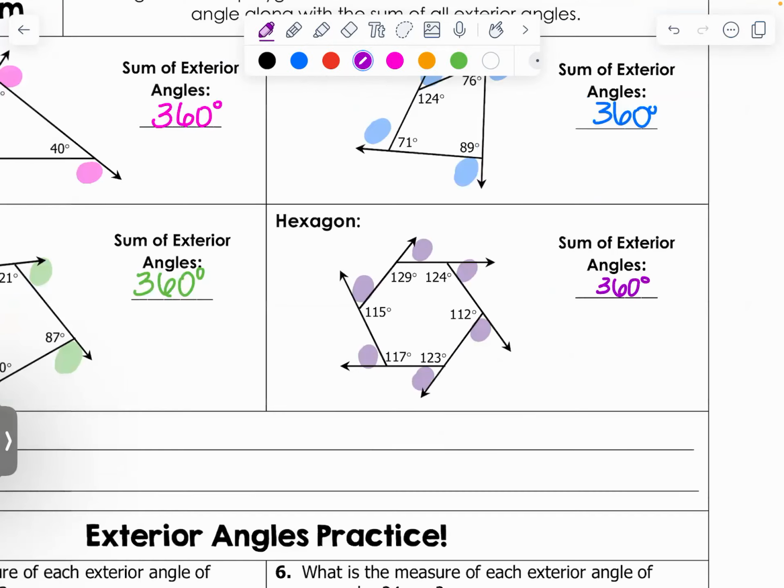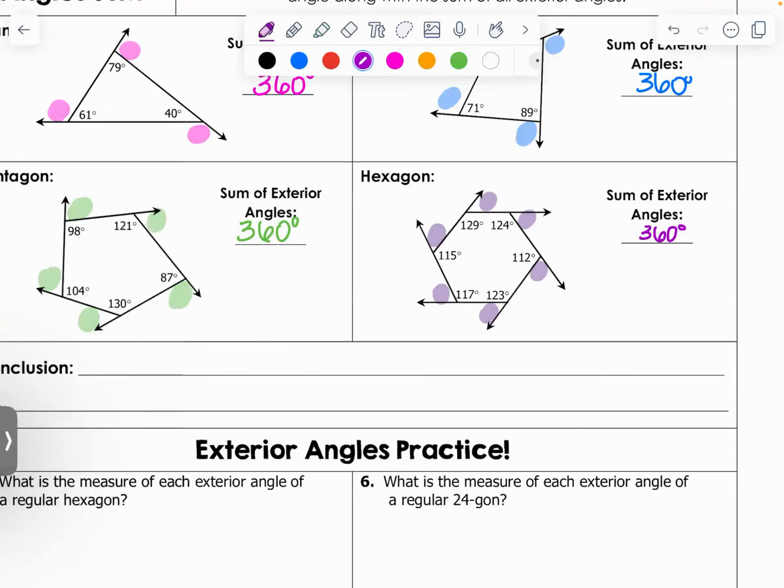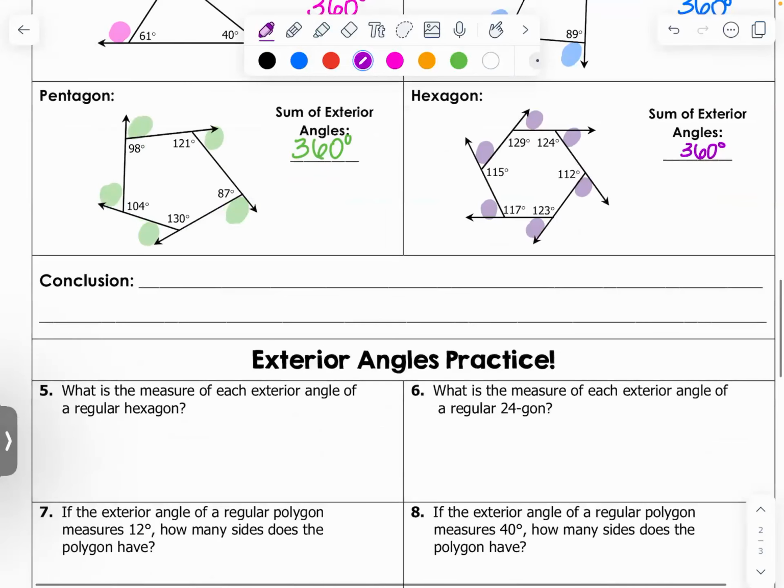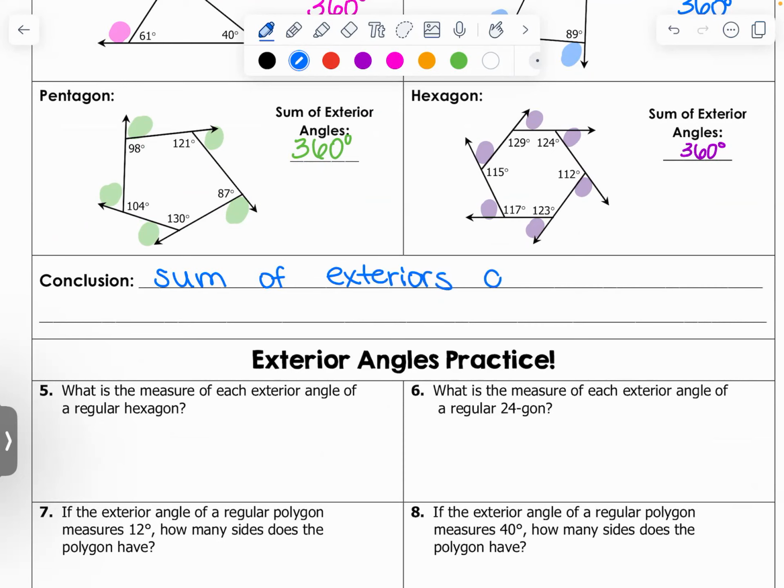Okay, what's our conclusion? The sum of exterior angles is what? 360. Why can't we just make it all 360? Because then the shapes wouldn't be what they are. So the more sides, the bigger the angles have to be inside, right? Which means the smaller the exterior angles, right? Which is why they keep adding up to the same number.